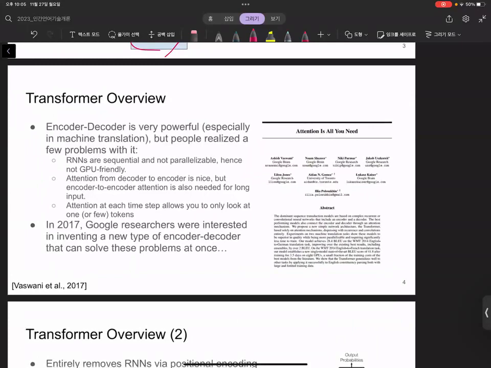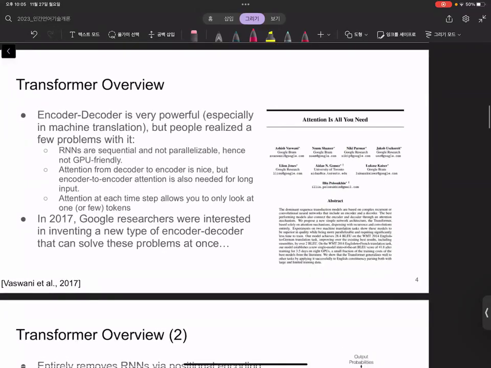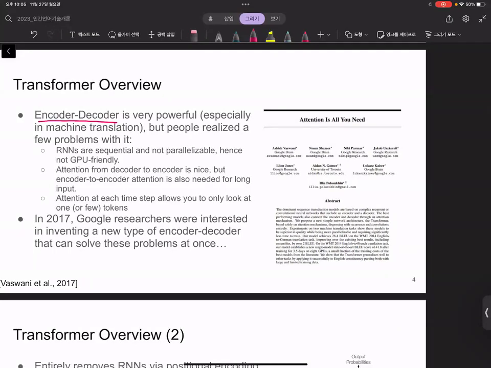Now, this is the overview of transformer. The encoder-decoder is very powerful, especially in machine translation. In the last class, we have studied the encoder-decoder architecture with LSTM or RNN. But people realized a few problems with it. This is the encoder-decoder with RNN.